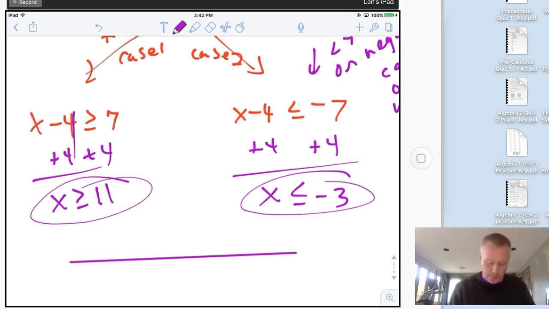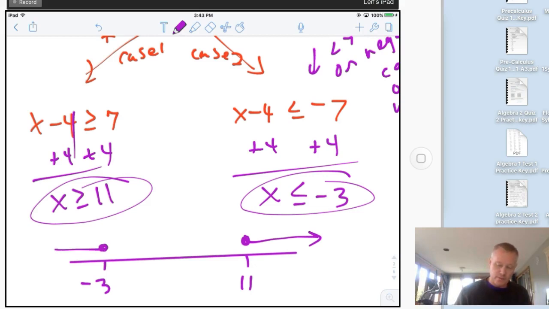What does this look like? Well, let's put it on a number line here. Here's negative 3. Here's 11. Both solid dots because it's got the or equal to, which means the numbers that are greater than 11 are over here, and the numbers that are less than negative 3 are over there. So that's what your number line answer would look like.